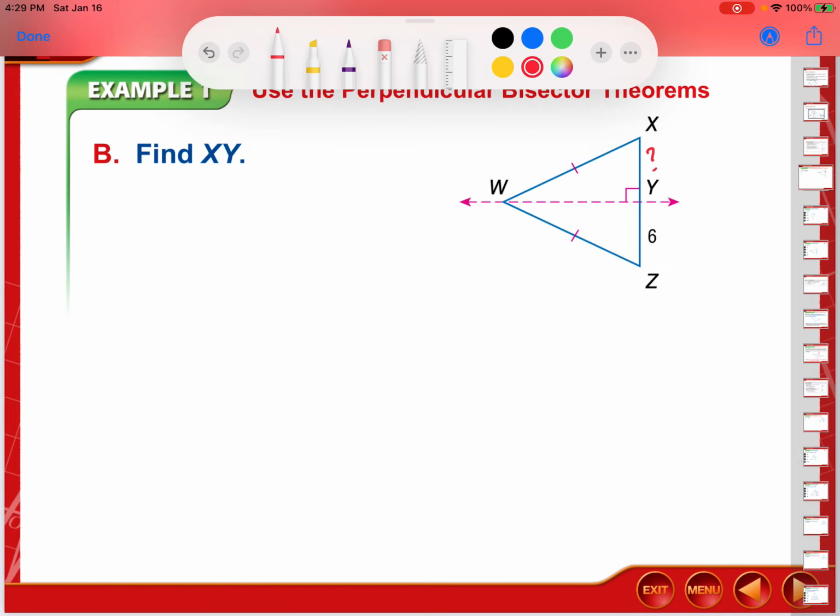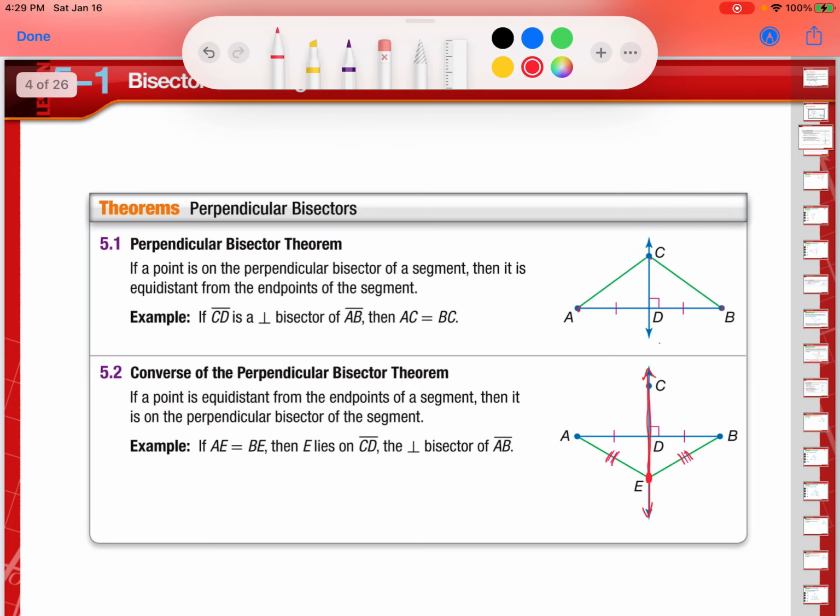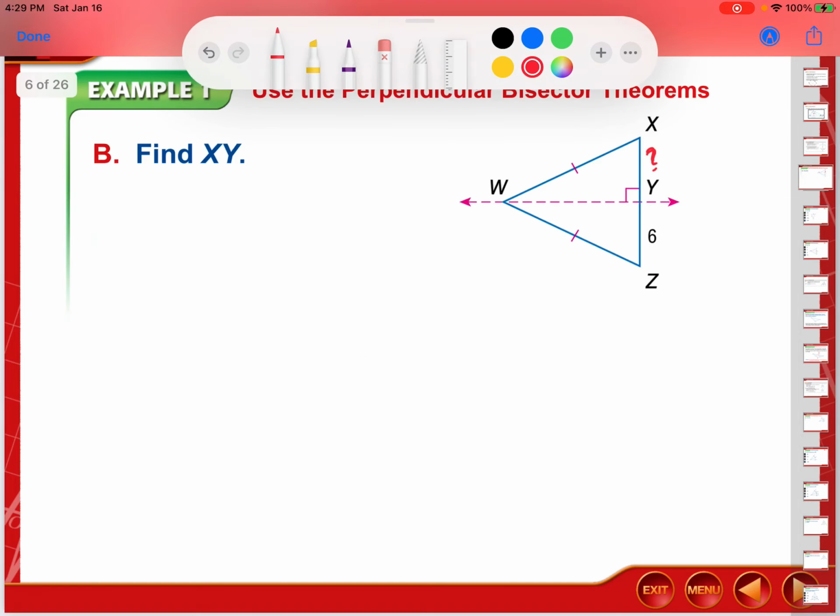So continuing on, we're supposed to find XY, which for this, we're going to use the converse of the perpendicular bisector theorem, because in this picture, we can see that we have a 90-degree intersection here with our original segment, XZ, and then we also have an equal distance between W and X and W and Z. Those are the same distance, which means that this WY line is a perpendicular bisector, which means YZ and XY are the same distance, which means line XY is going to be 6 as well. Lovely.